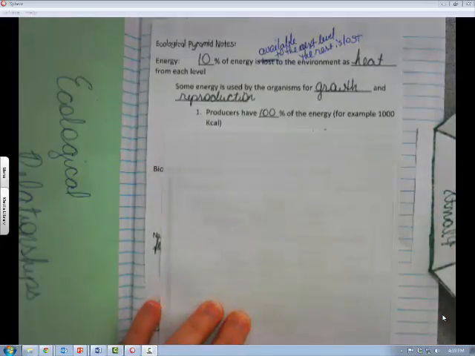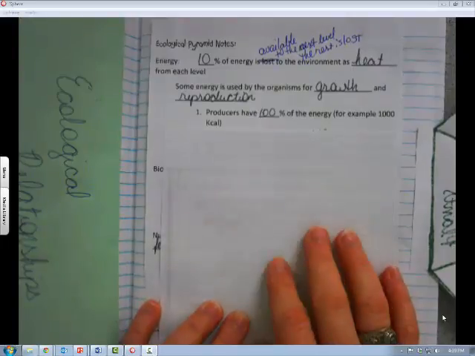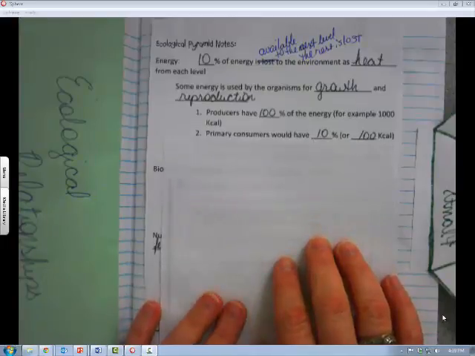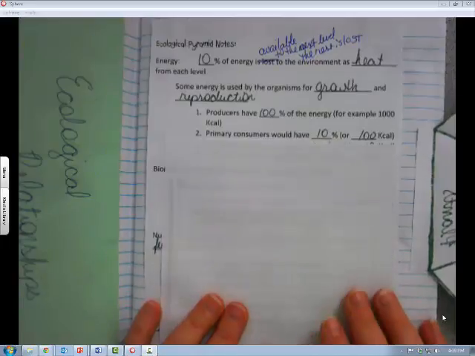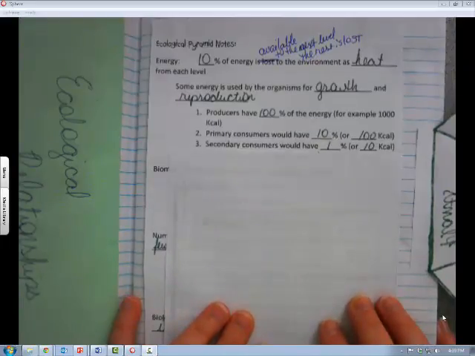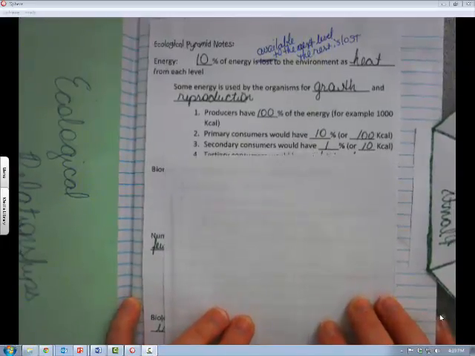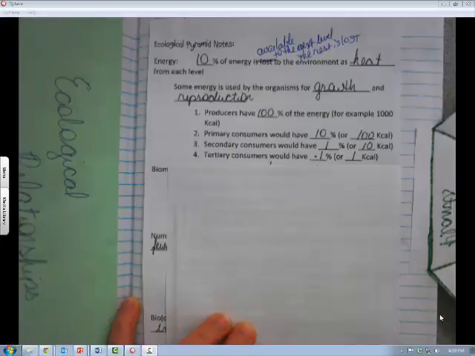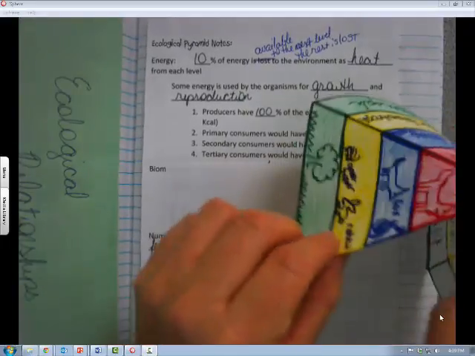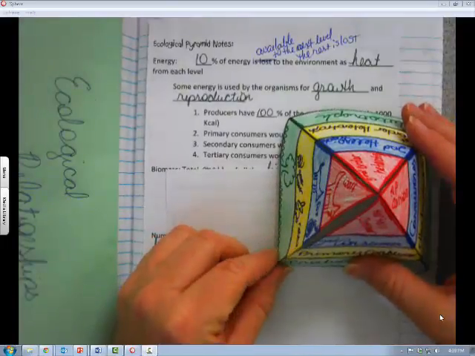So they have 100% of the energy, or we can say 1,000 kilocalories. I just made that number up. Whenever the producers get eaten, only 10% of that energy goes to the primary consumers, or 100 kilocalories. And then the secondary consumers get 1%, or 10 kilocalories. And then the tertiary consumers only get 0.1% of that energy. So if you think about that, that's 1 kilocalorie in this whole pyramid right here.